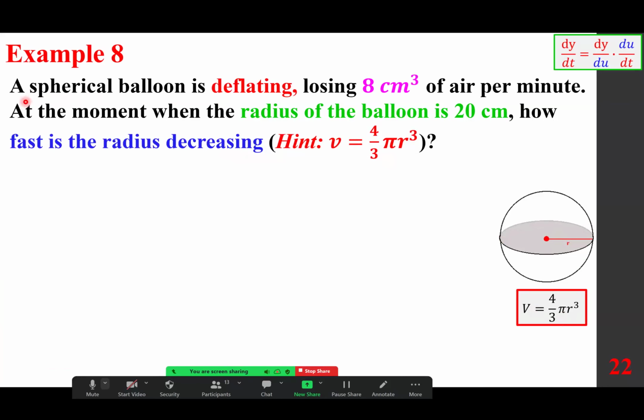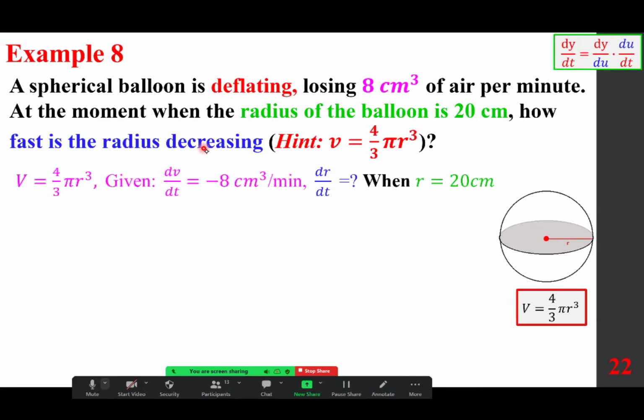So using that, and now let's reread. It's deflating, or losing 8 cubic centimeters of air per minute. That will tell you that it's dV dt. dV dt is negative 8 cubic centimeters per minute. And at the moment when the radius is 20 centimeters, when r is 20, what is dr dt? So the volume formula is 4/3 pi r cubed, given dV dt is minus 8 cubic centimeters per minute. dr dt is missing when r is 20 centimeters.